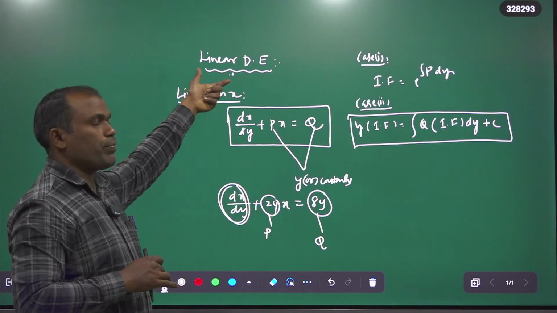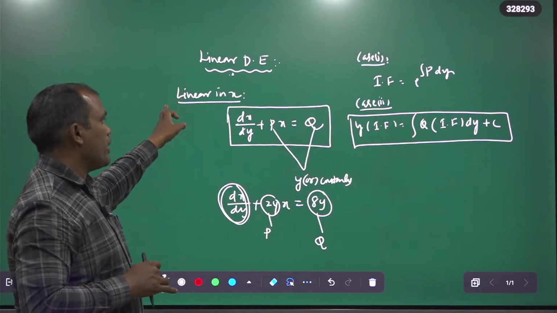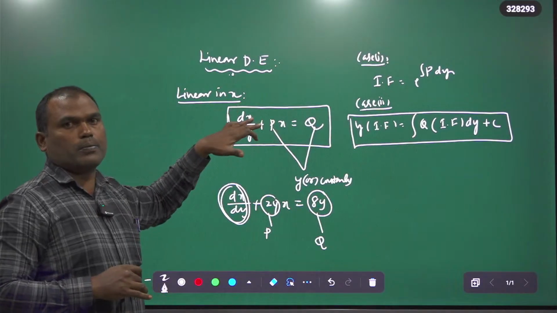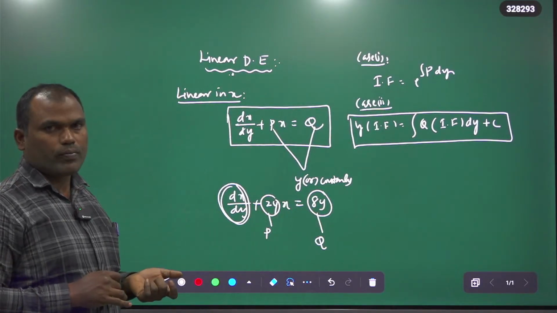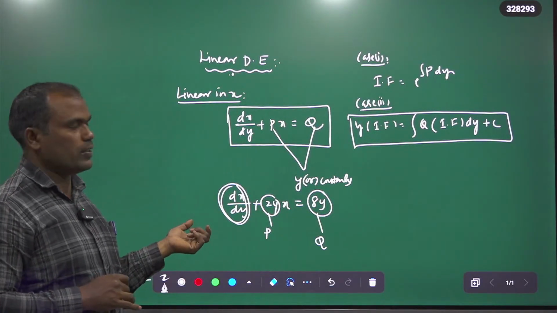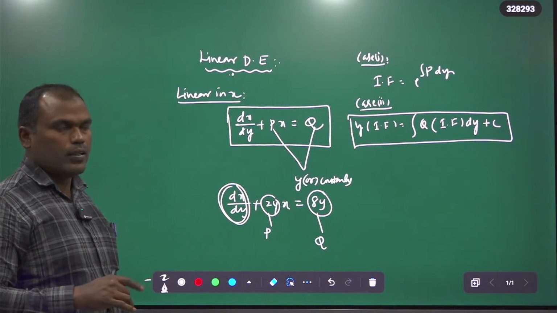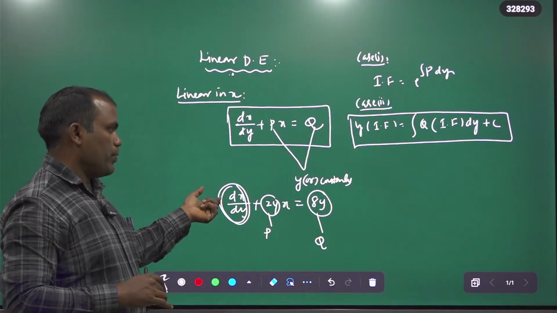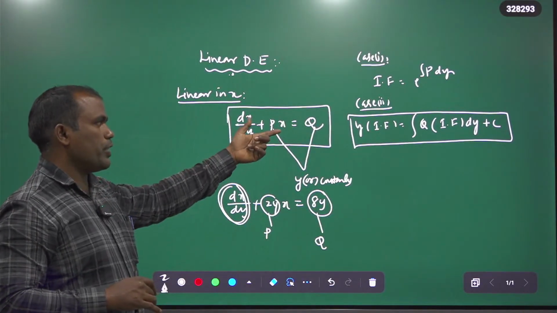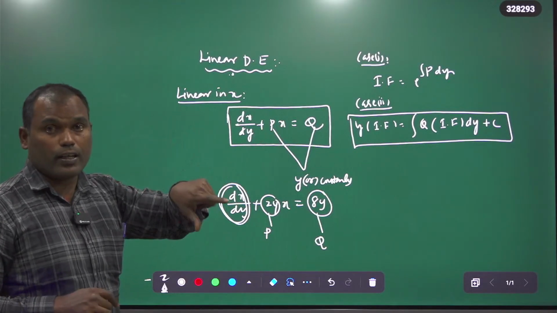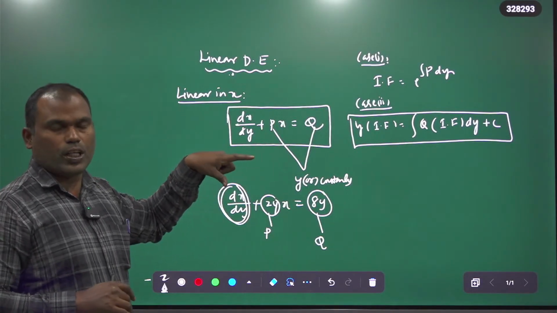And linear differential equations are mainly linear in y and linear in x. Linear in y is dy/dx + Py = Q, and the integrating factor formula is I.F. = e to the power of integral of P dx. The general solution is y into the integrating factor equal to the integral of Q into the integrating factor dx plus C, which is the general solution in linear in y.